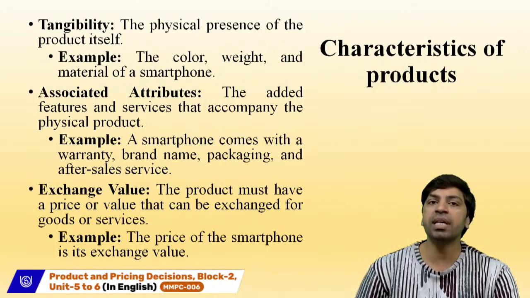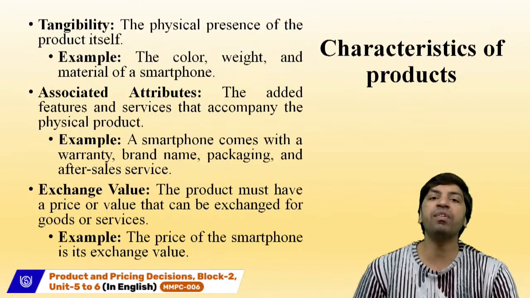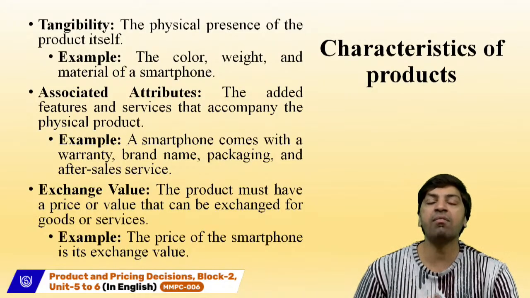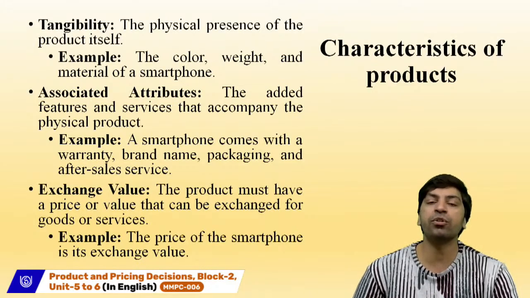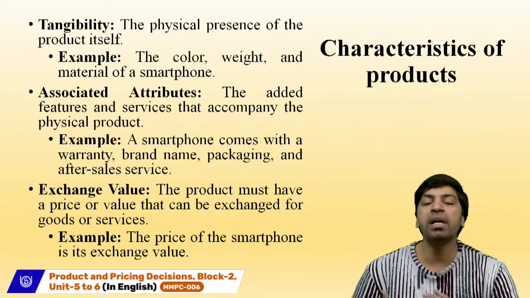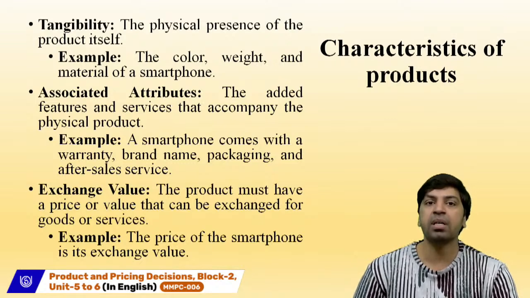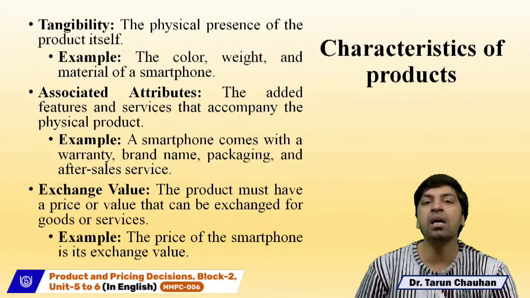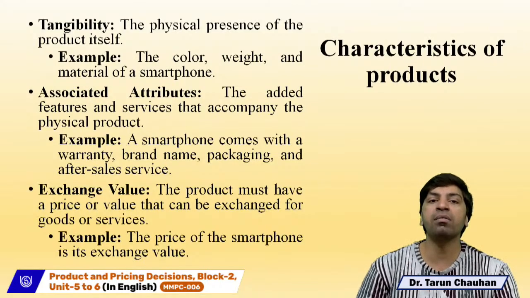Next are the associated attributes, the added features and services that accompany the physical product. That means whatever the product has, it must have features, and it must have services, including before and after sale services too, and that is called associated attributes. Let's take an example: a smartphone comes with a warranty, brand name, packaging, and after-sales services. Those would be attributes of the smartphone.